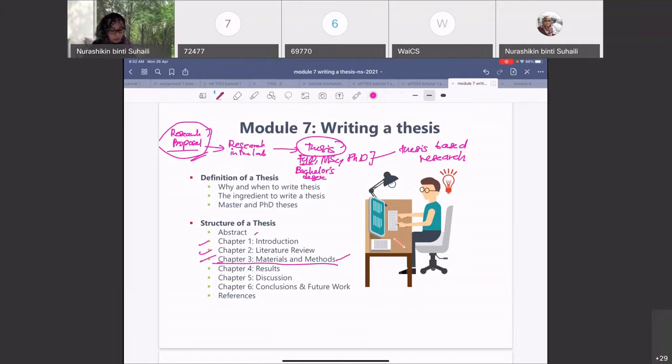The same goes for the abstract. The way you write the content is different for the thesis. So if the proposal uses future tense, for the thesis you use past tense, right? Because it has been done, the word is past tense. Okay, and then here, these are the differences.